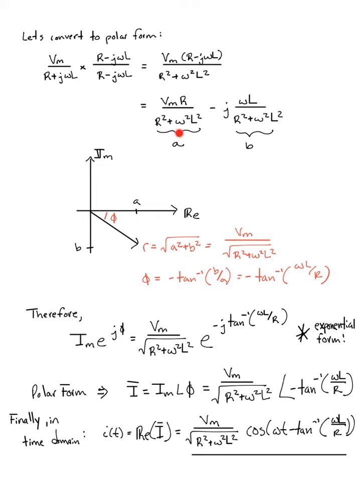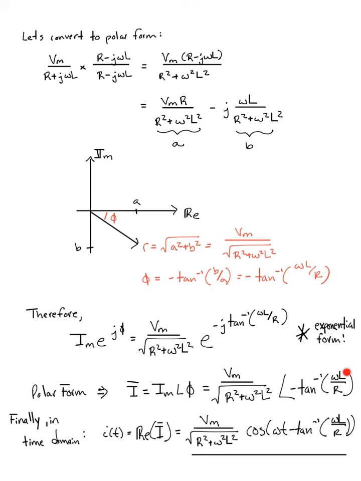Converting this rectangular number to polar form, in other words, gives us that the solution Im e to the j phi in polar form is Vm over the square root of r squared plus omega squared L squared, times e to the negative j arctangent of omega L over r. This should start looking familiar given the solving of our last problem. But now we've gone from the rectangular form of the solution to the polar form to now the complex exponential form of the solution. Just three different ways to represent complex numbers.